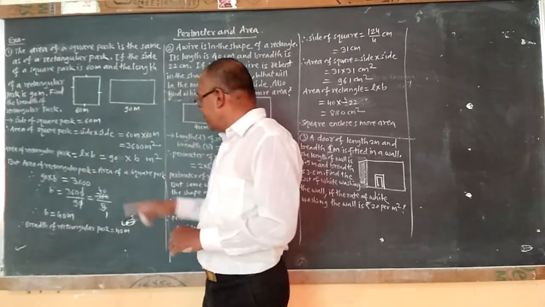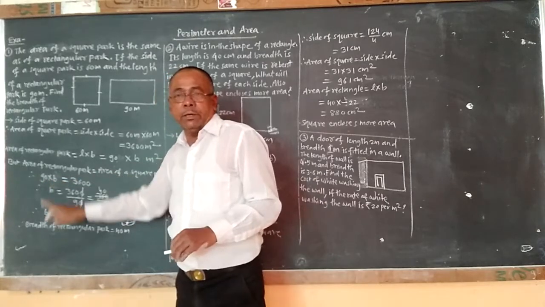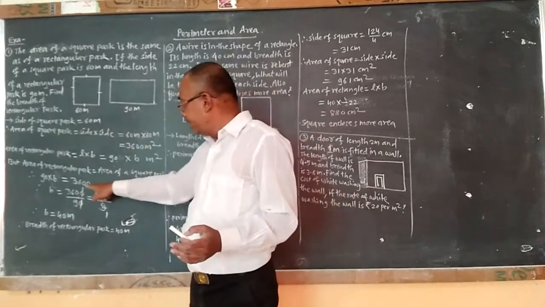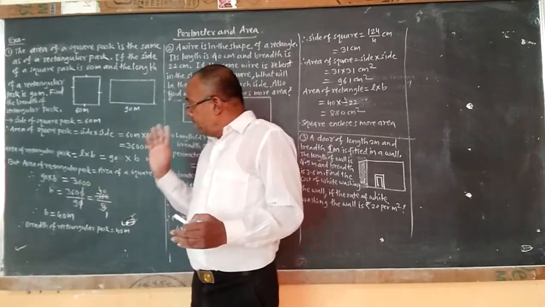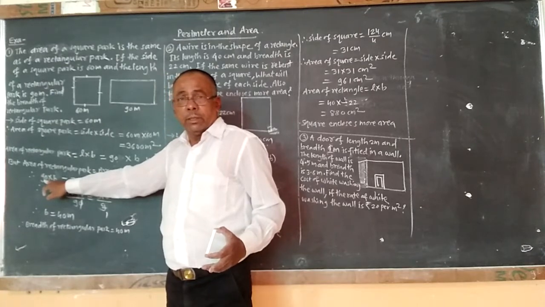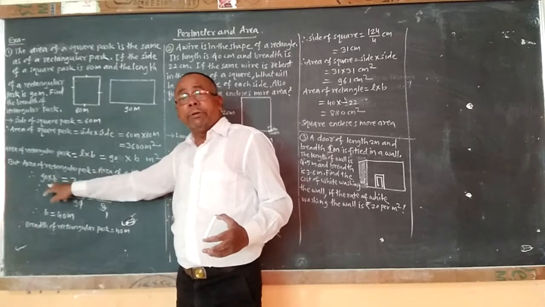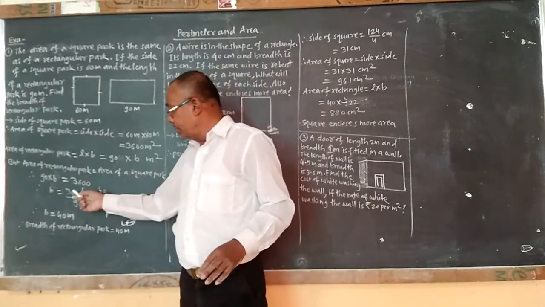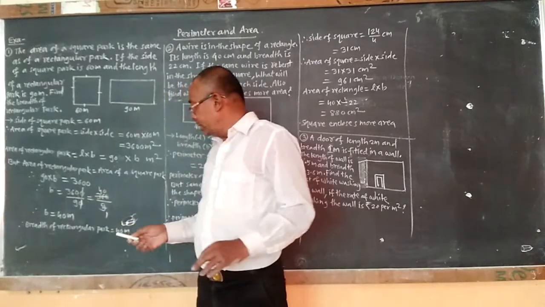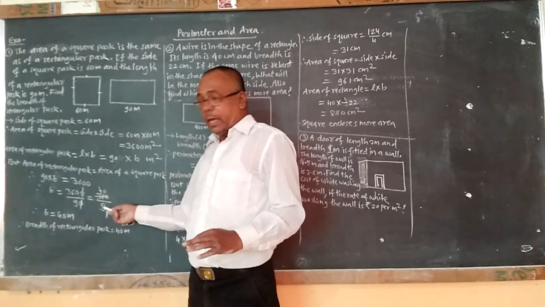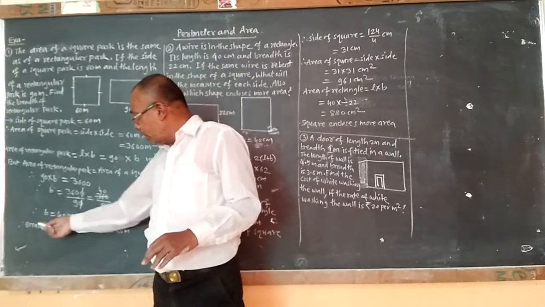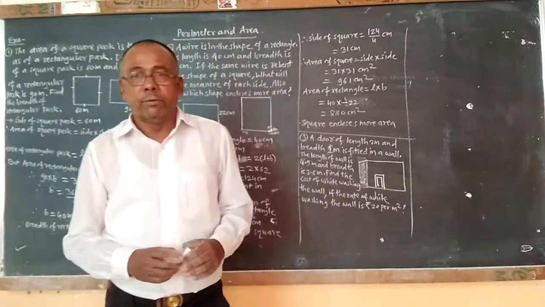Now area of rectangular part is 90 into B, and that is equal to the area of the square part, which is 3600. So I have written here 3600. To find the value of B, we have to transpose 90. Since 90 is multiplying, it will divide on the other side, and therefore B is equal to 3600 upon 90. Here one zero of the unit place will cancel, so we will get 360 upon 9, and 360 divided by 9 is 40, and therefore B is equal to 40 meter. The breadth of the rectangular part is 40 meter.